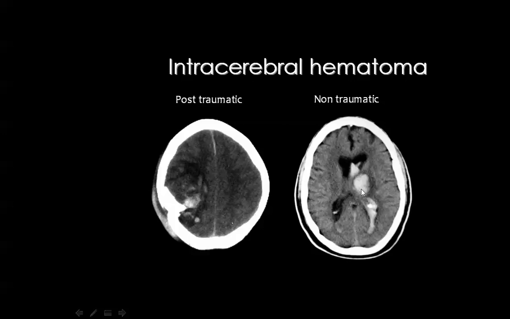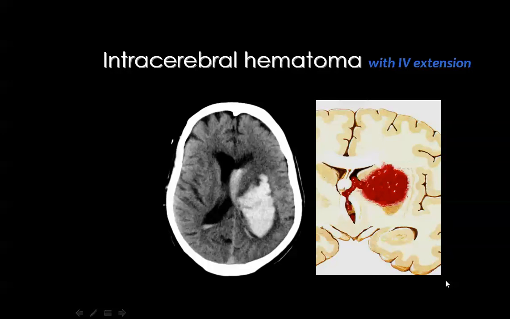And intracerebral hematoma can occur secondary to hypertension or diabetes, and this is non-traumatic intracerebral hematoma. And you can see the hematoma has no relation to the calvarium, and it does not extend along the calvarium, similar to the previously mentioned two types of extra-axial blood.